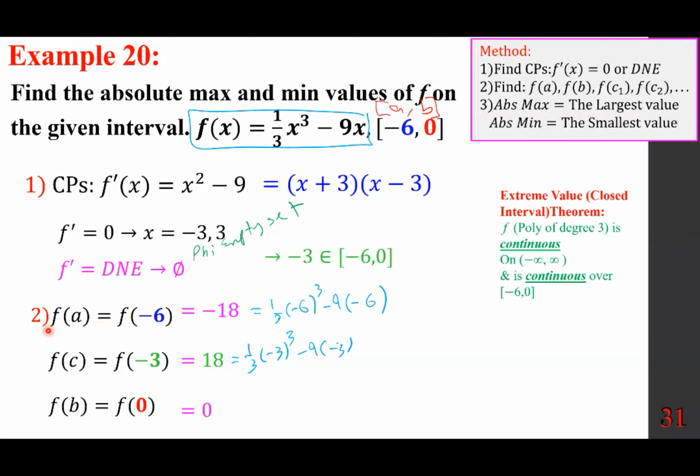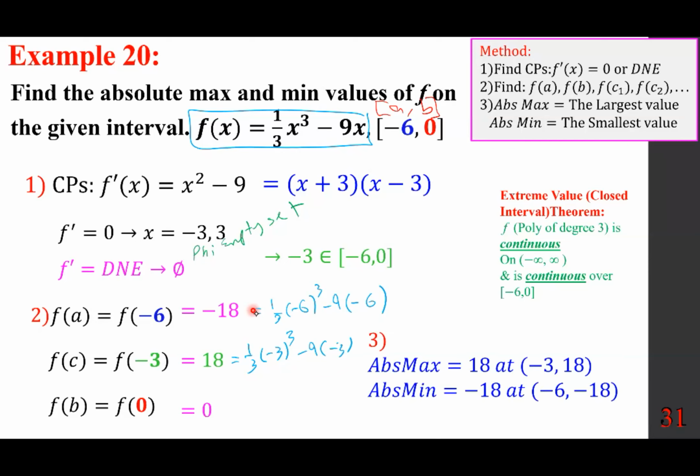Now, which one is largest? The largest number is 18. So absolute max is 18 at this pair. Smallest is negative 18. Absolute min is negative 18 at this pair. Of course, the way you answer the question, however they ask you, you answer it accordingly.